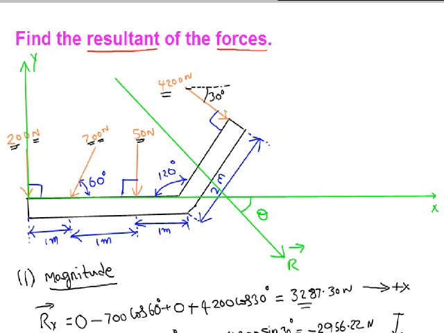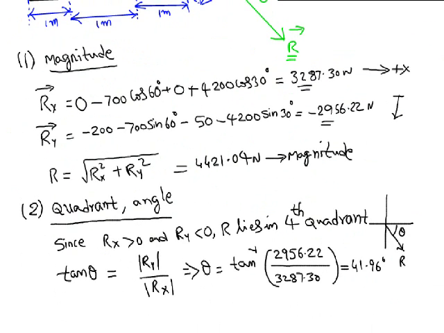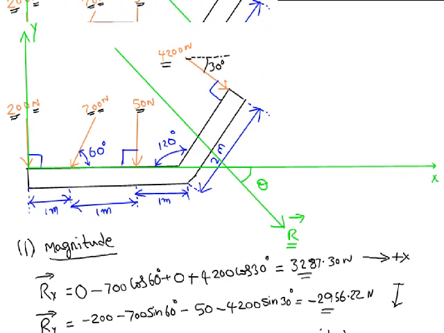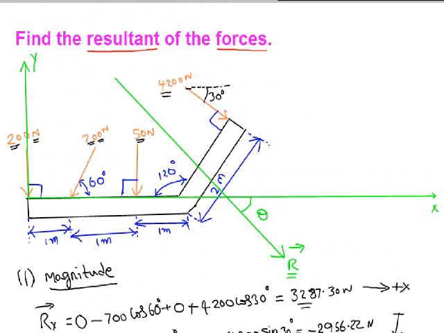Okay, having found the magnitude of R, the quadrant in which it lies, and the angle, what is left for us to find are two things. One thing: what is this distance from here to here? That is the point where it intersects the x-axis. Let us say this distance is x.